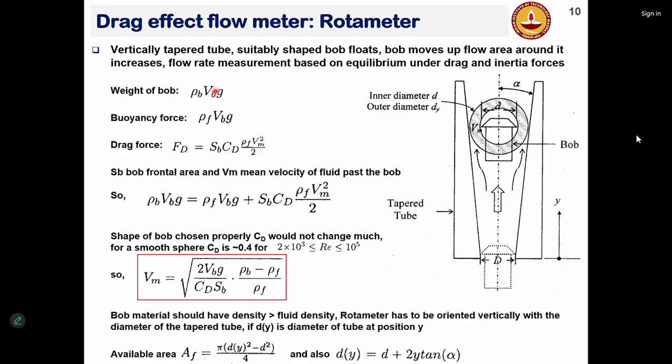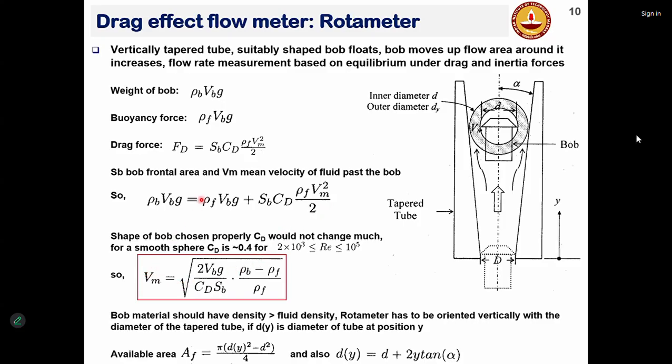Now, if you equate these three forces, basically because of the weight, the bob will try to go down to the bottom, but the buoyancy force will try to move it up. Then the drag force because of the fluid would also try to move it up. So the weight will be balanced by buoyancy plus drag.